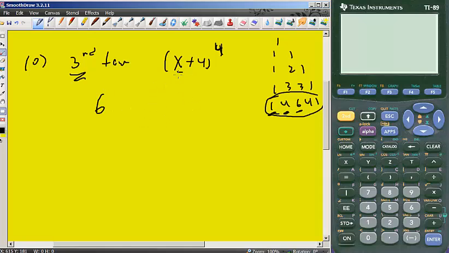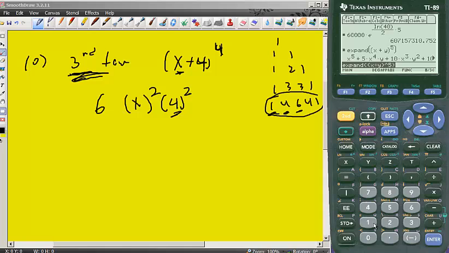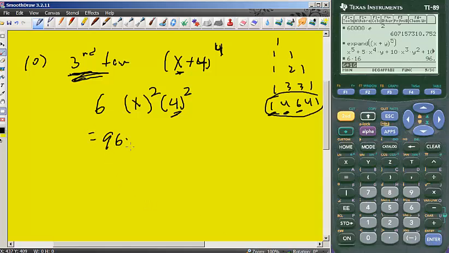So the third term, which is 1, 2, 3, will have a coefficient of 6. And then I'll have an x, and then this is 4. And then I have 4 to some power. Well, on the third term, the 4 will be to the power of 2. That means the x has to be to the power of 2 also. So basically you got 6 times 16, which is 96. So you have 96x to the second, and that's the final answer.